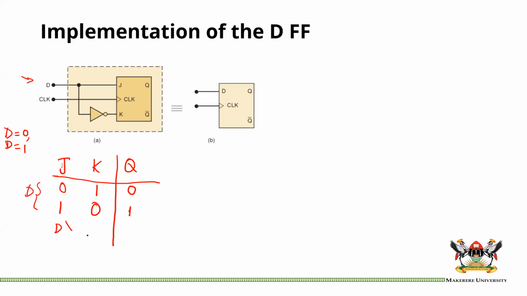So you can see that this input simply comes there, and that input simply comes there, which is the same as the truth table of the D flip-flop, D, Q: 0, 0, 1, 1. So I think you can see that these are the same, really. So you can have your JK flip-flop. If you connect it in this way, you will have created a D flip-flop.